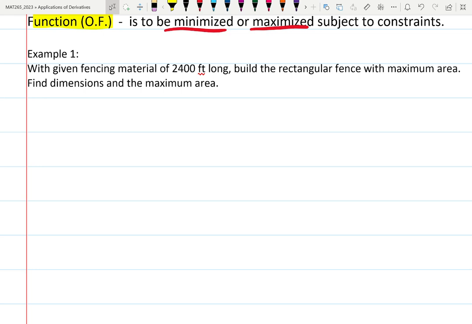So, Uncle Jim asks you to help because you're a STEM student, and help to build a fence in his yard for the horses.